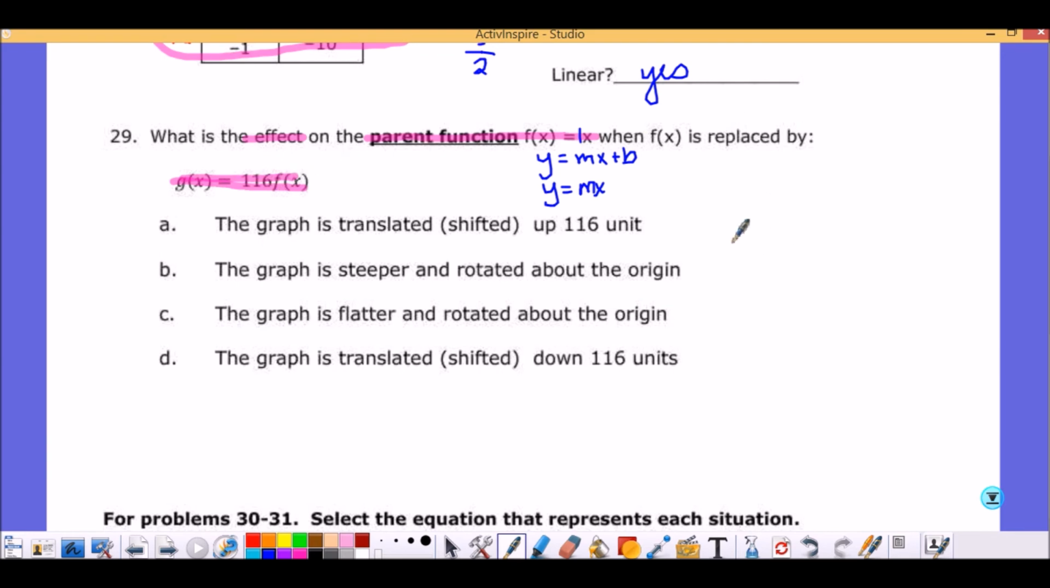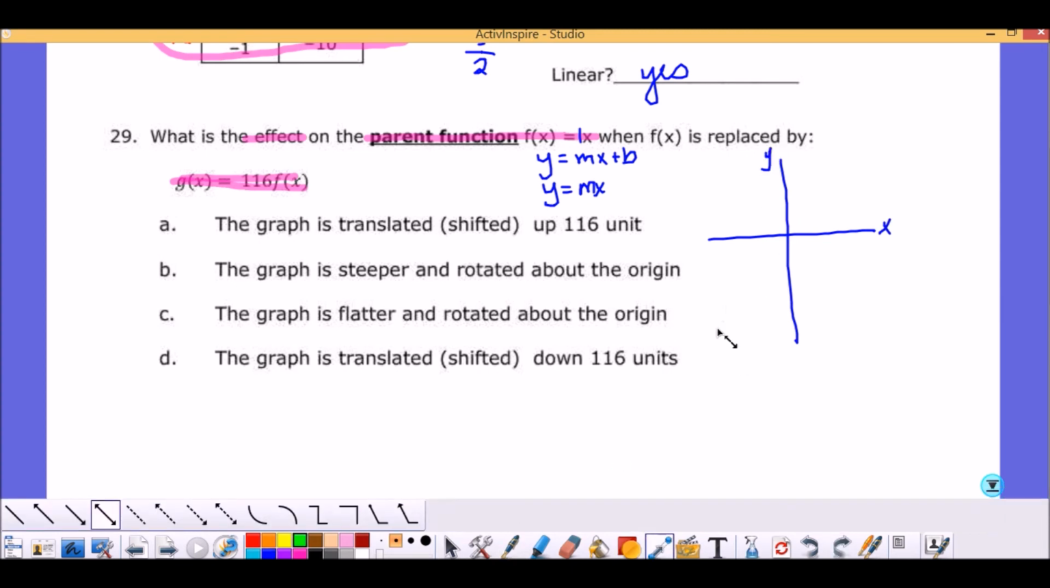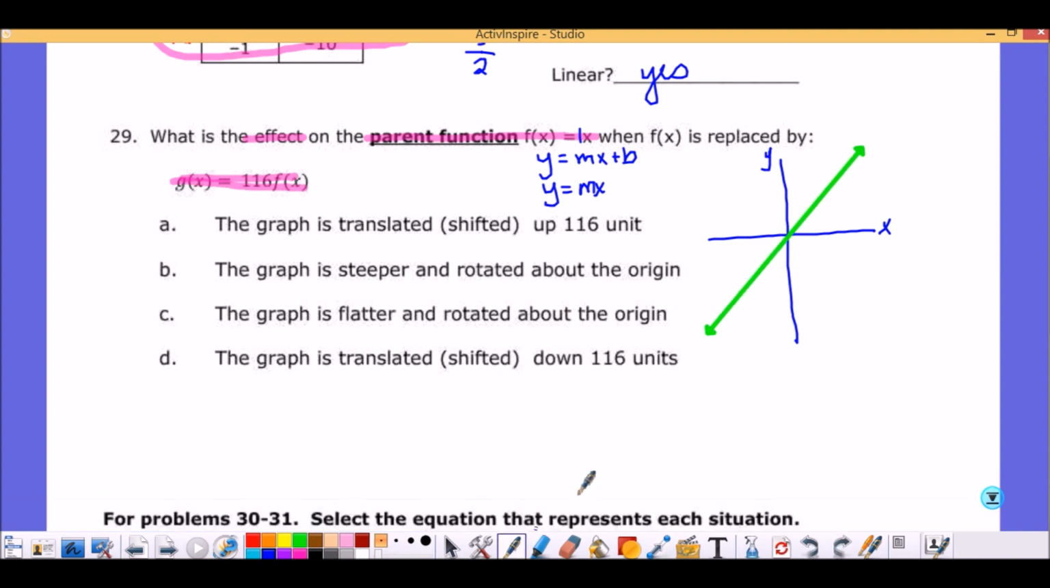So let's do a quick graph. Here's my x, here's my y. Now my most basic line is y equals x, so it looks like that. This is called the parent function. This is f of x equals x. This is a slope of 1, my invisible 1.